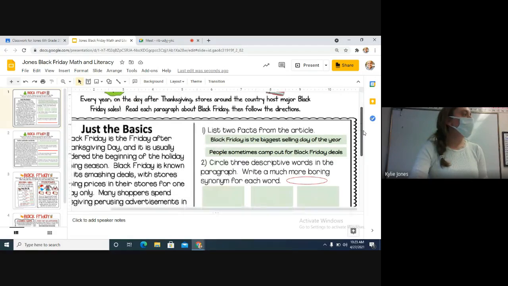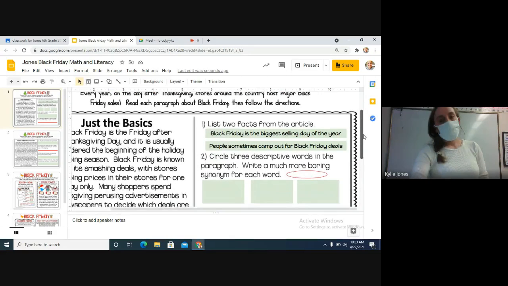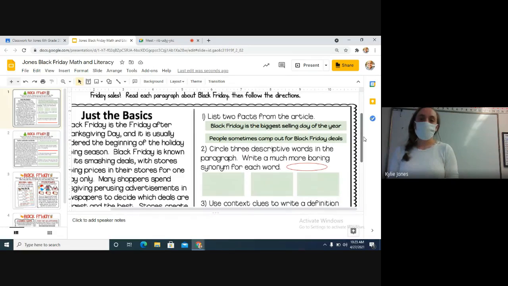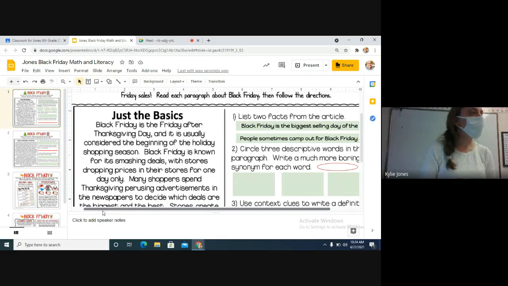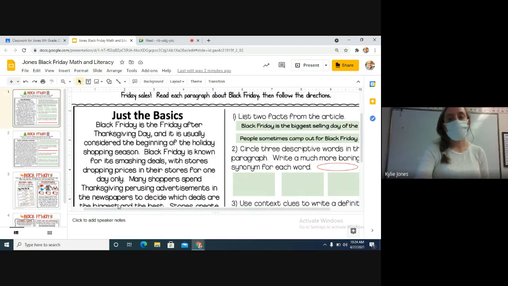All right. Juliana, will you read number two, please? All right. So it gave us some pretty exciting descriptive words or adjectives, probably to spice things up a little bit, make it more interesting to read. So, Dallin, you found one? Yeah. That's not a descriptive word, and we can't get much more boring than that. Deal. Deal, that's not a descriptive word. Deal is a noun.